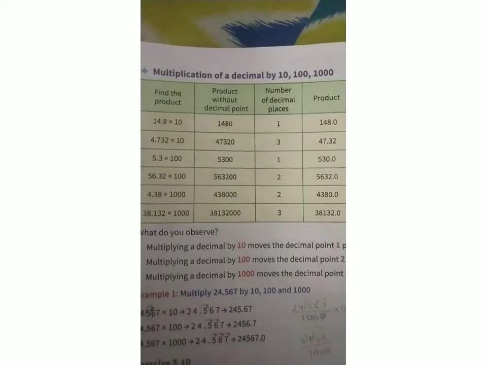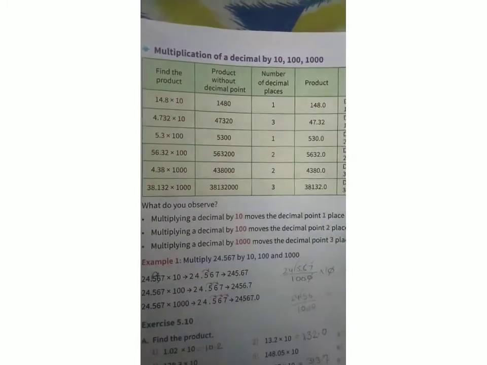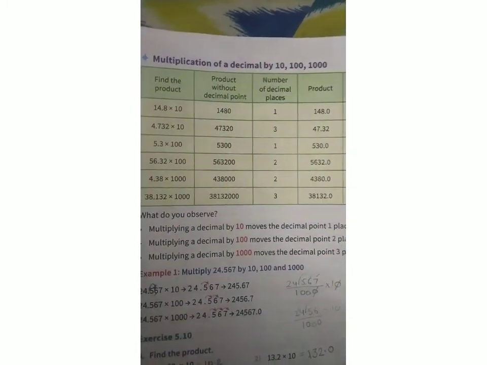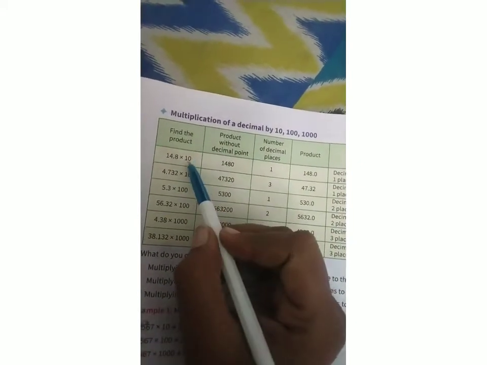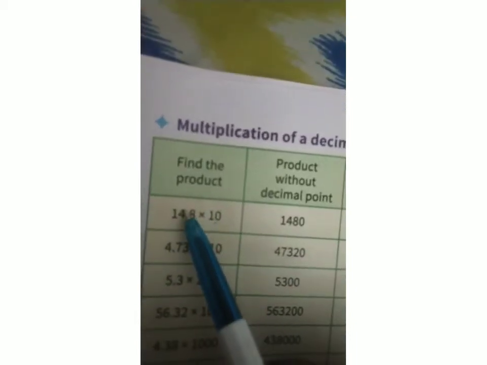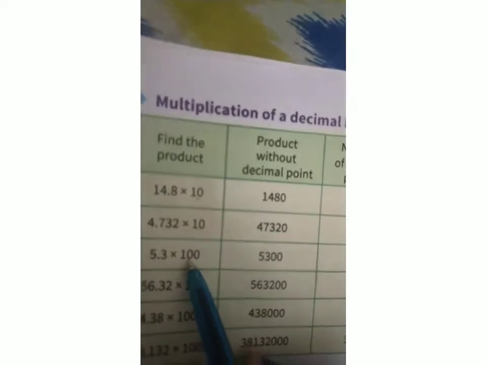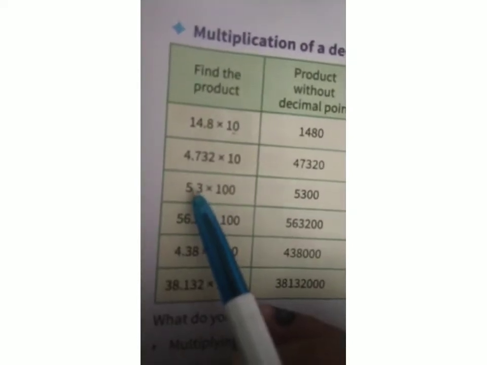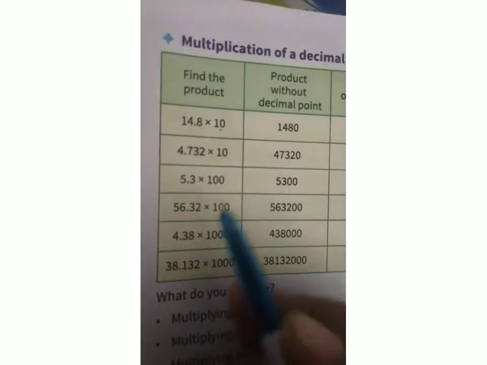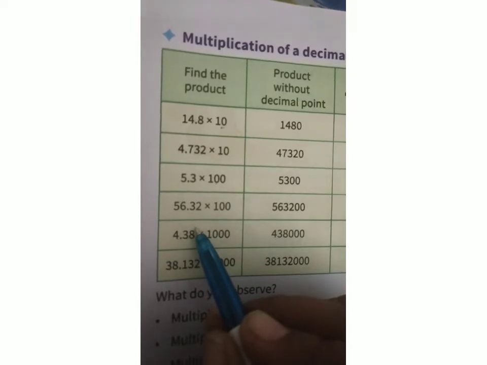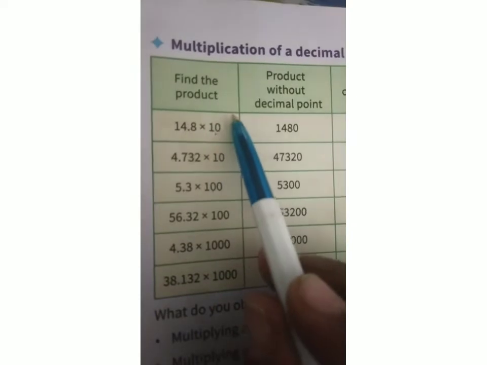Now we will learn how to multiply decimals by 10, 100 and 1000. You have to just keep this in mind: if I am multiplying by 10, because 1 zero is there, then my decimal will shift one step to the right-hand side. If it is multiplied by 100, then my decimal point will shift 2 places. And if I am multiplying by 1000, the decimal point will shift 3 places. And the decimal point will always shift to the right-hand side.